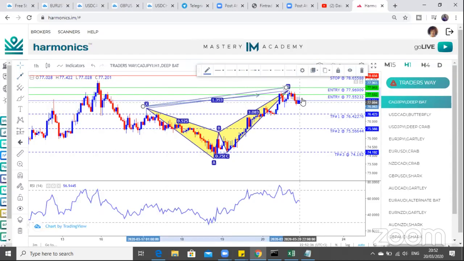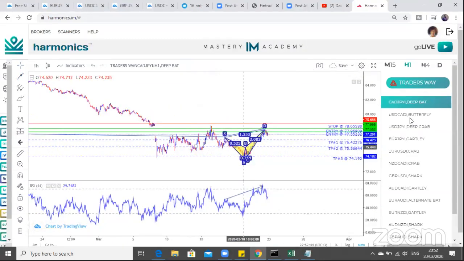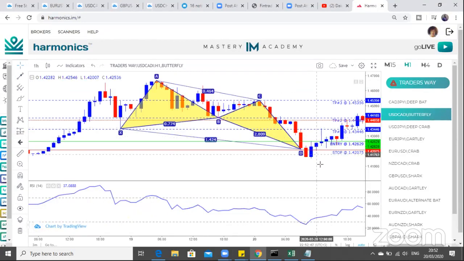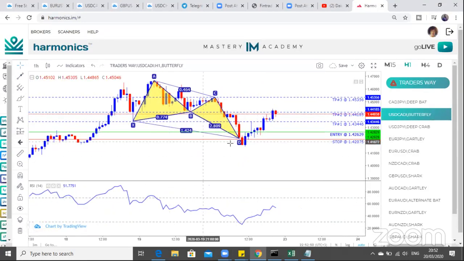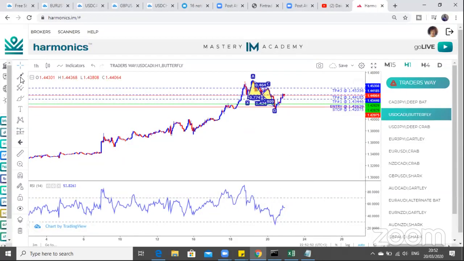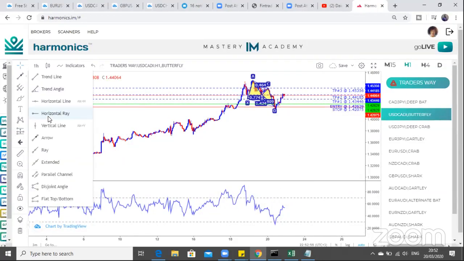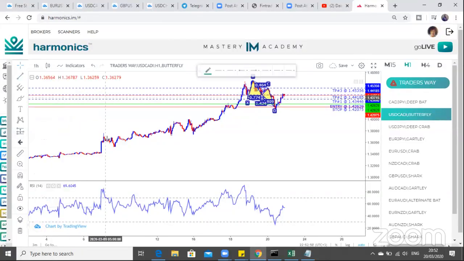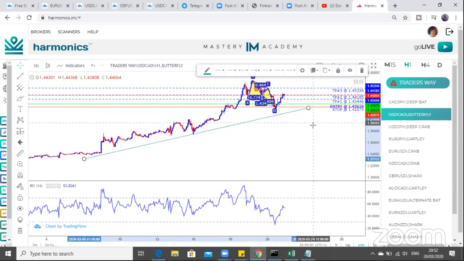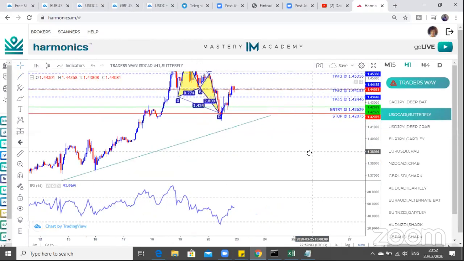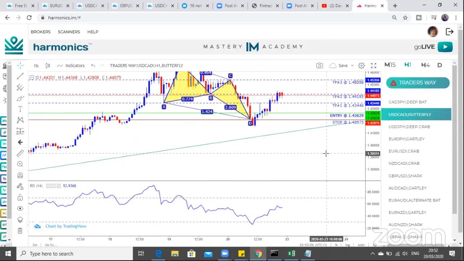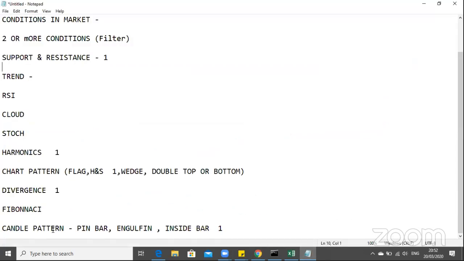Aha. This is uptrend, guys. This is uptrend. Guys, no divergence here. Okay, but there's an engulfing, a big candle, bigger than this. That is chart pattern. So we have engulfing, number 1. We have harmonics, number 2. We have support and resistance, number 3. And we have trend, number 4. So this is a good trade. This is a good 4 trade.